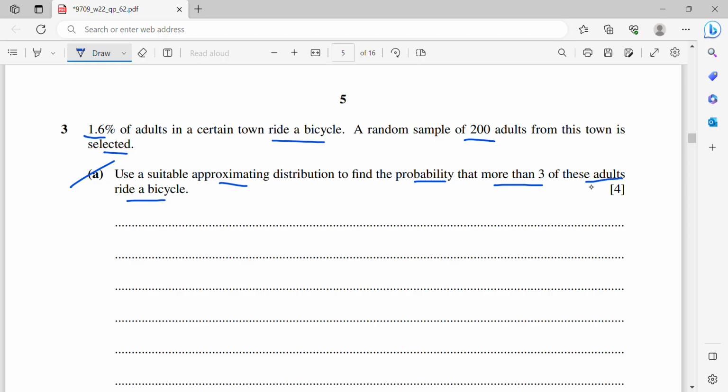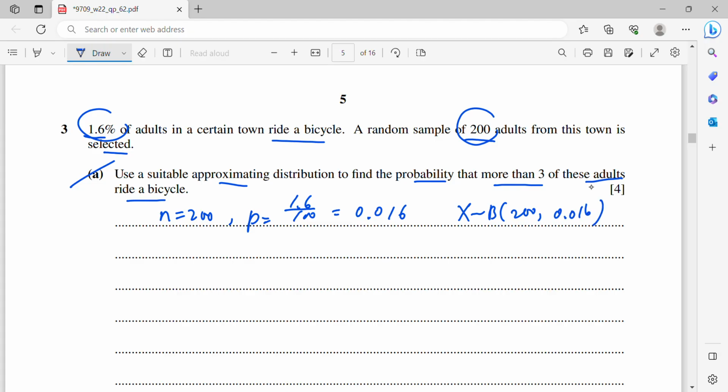So from here, since you are considering 200 adults, your n is 200, the p is 1.6%, so it means that it will be 1.6 divided by 100. So I will get 0.016. Right, so from here, it is basically binomially distributed, n is 200, p is 0.016.